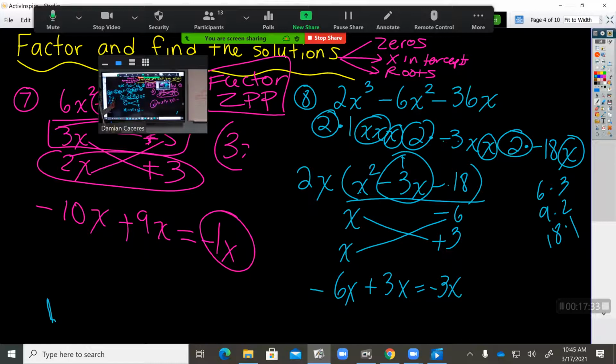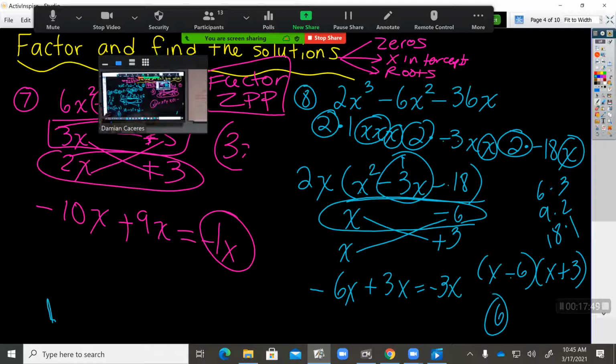Now that it matches, your two solutions are x minus 6, the top part, and x plus 3, the bottom part. Now, if you use the zero product property on both of these, minus 6 is going to turn into positive 6, and plus 3 is going to turn into negative 3. Those are your two solutions, or zeros, or roots. Now, sometimes they might say, what is the positive solution? So, in that case, you just put the 6. Copy it down, and we'll move over to difference of squares.